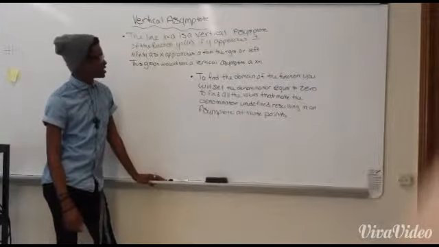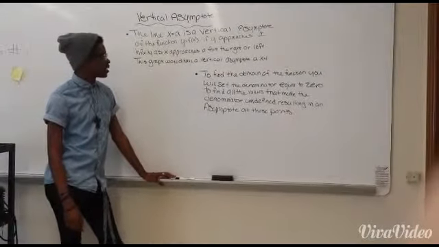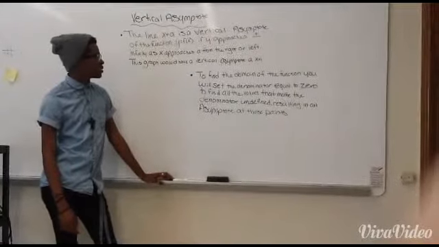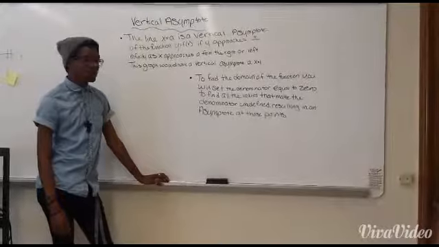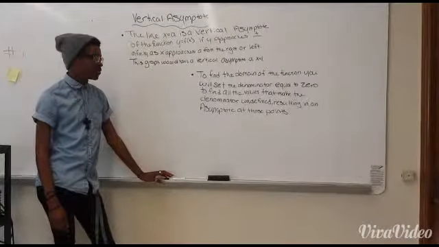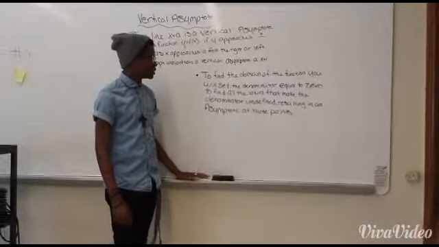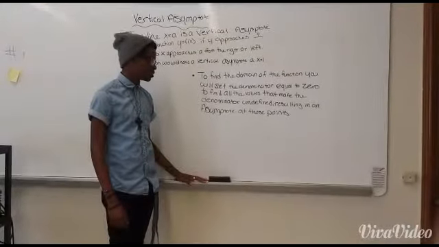The line x equals a is the vertical asymptote of the function y equals f of x if y approaches positive or negative infinity as x approaches a from the right or left. This graph would have a vertical asymptote at x equals a. When you're finding the vertical asymptote, you set the denominator equal to 0 and find all the values that make the denominator undefined, resulting in an asymptote at those points.